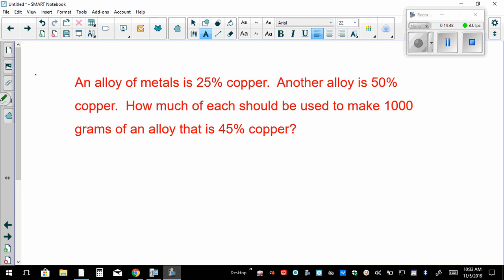Hi, this is Mr. Hardesty. Today we are doing weighted average problems. An alloy of metals is 25% copper. Another alloy is 50% copper. How much of each should be used to make 1,000 grams of an alloy that is 45% copper?